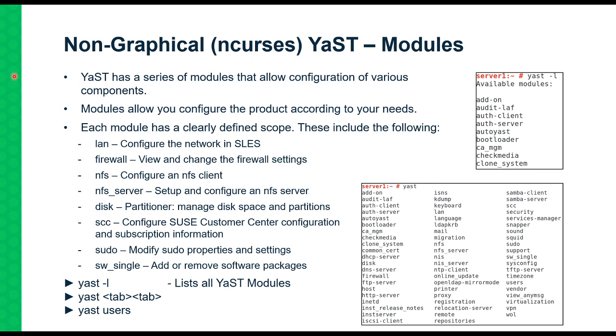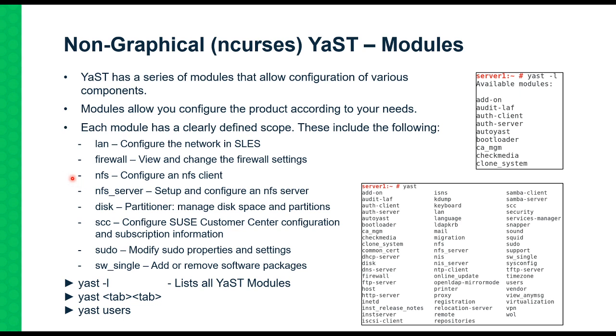YaST has a series of modules that allow configuration of various components. Modules also allow you to configure the product according to your needs. Each module has a clearly defined scope. And here is a list of some of the modules that we might be using. So LAN configures the network in SLES. And then we've got our firewall to view and change the firewall settings.